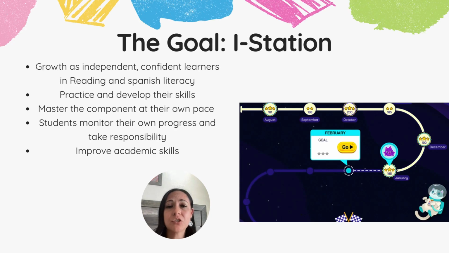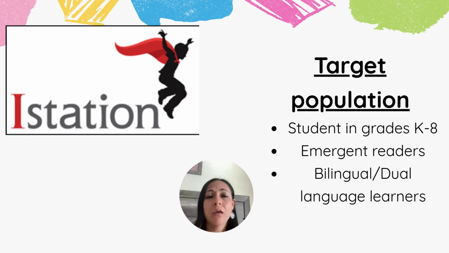The goal of iStation is for students to grow as independent, confident readers, to practice and develop their skills, and as well, they can monitor and see where their progress is taking them. And last, the targeted population. Again, it is for students kindergarten through 8th grade, but it is also for emergent readers and bilingual and dual language students.